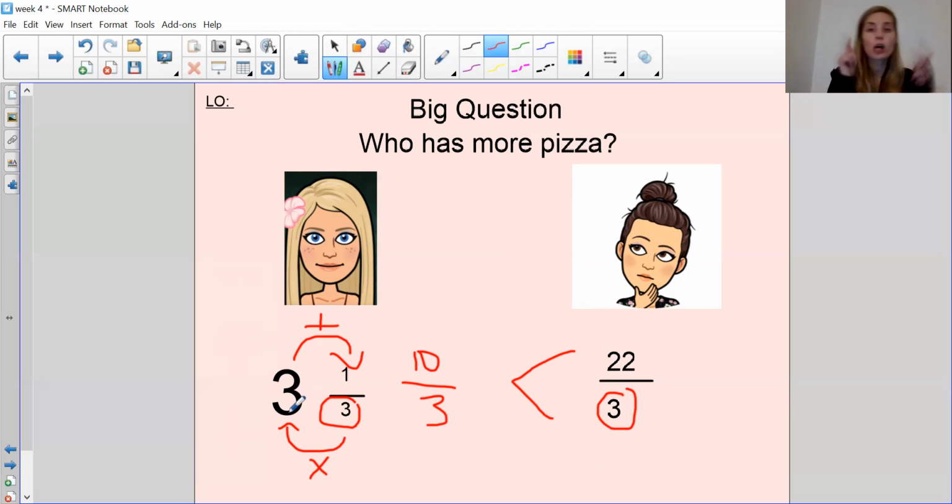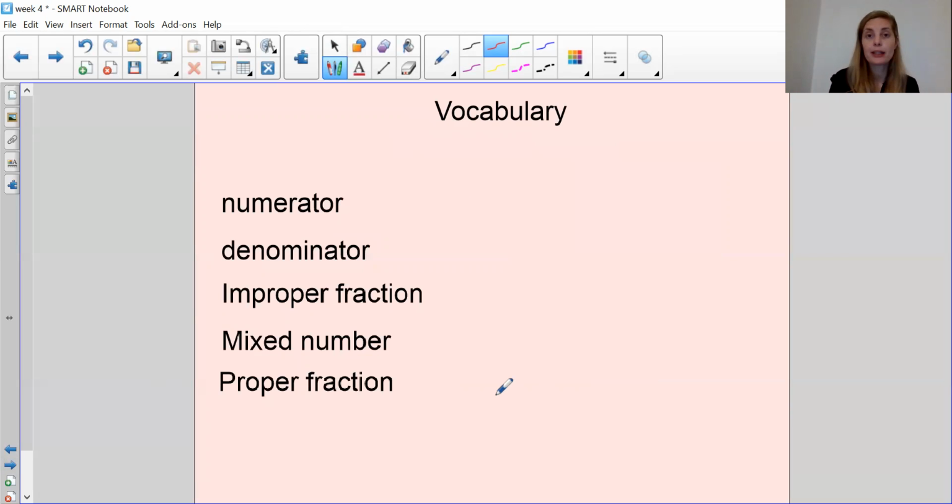And hopefully that's starting to jog a few of your brains and remembering how we converted our mixed number into an improper fraction. Okay, so we're going to now look at some of the vocabulary. Now, this is very important that we're understanding these terms because like I said earlier, we're going to be looking at these terms and we're going to be using those terms in our maths vocabulary.